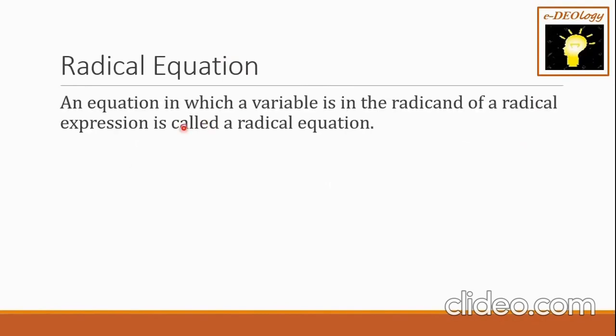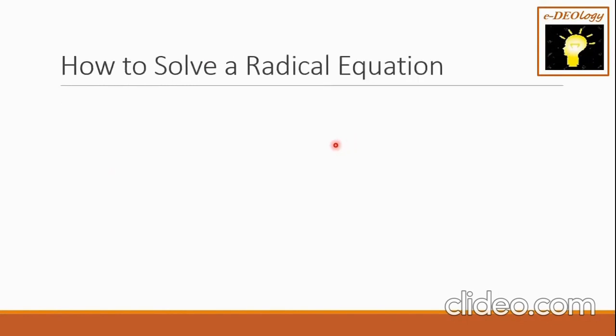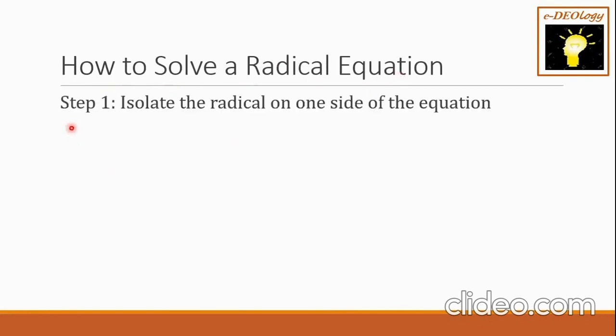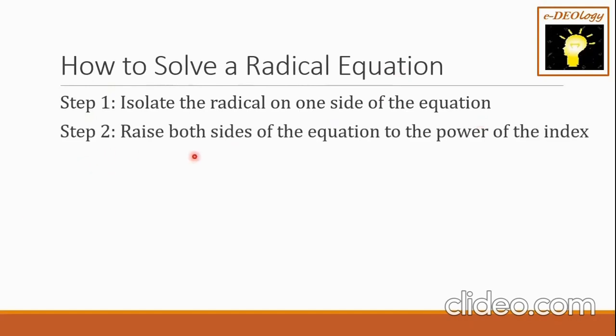First, let us define radical equation. An equation in which a variable is in the radicand of a radical expression is called a radical equation. How to solve a radical equation? There are three steps that we will follow. Step 1 is isolate the radical on one side of the equation. Step 2, raise both sides of the equation to the power of the index. And step 3, solve the new equation.